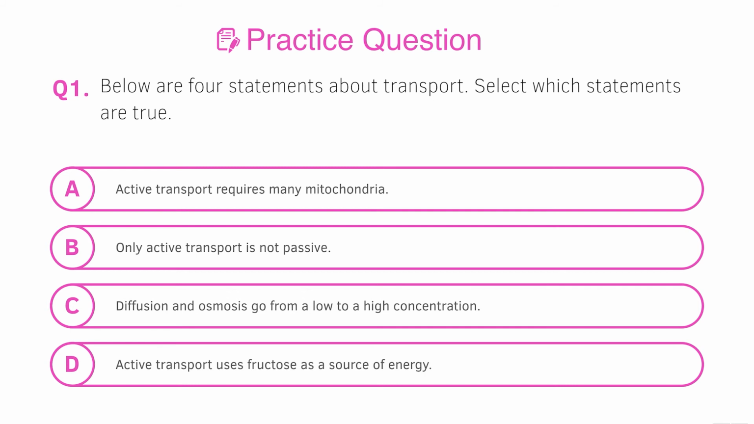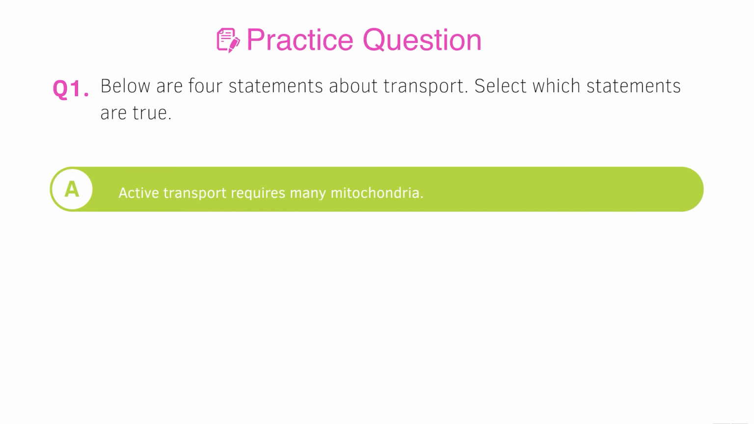Okay, so if you paused the video and had a go at this, well done, we'll just go through it now. So first of all, looking at the statement, active transport requires many mitochondria. Yes, we know this is true because active transport requires energy because we're moving substances against their concentration gradient, from a low to a high concentration. Therefore we require the energy, which is provided by respiration. Where does respiration occur? It occurs in the mitochondria. So active transport requires many mitochondria.